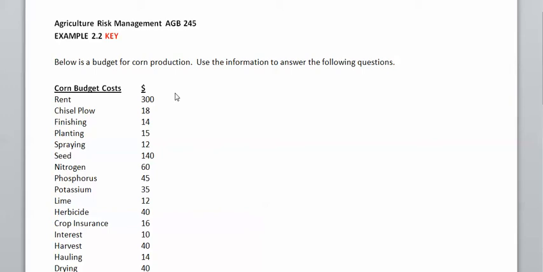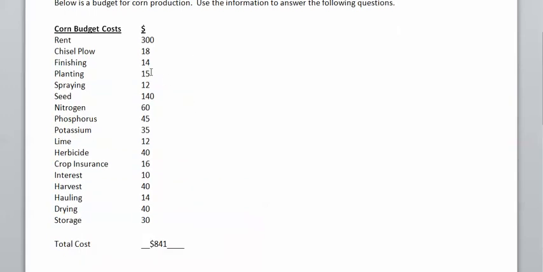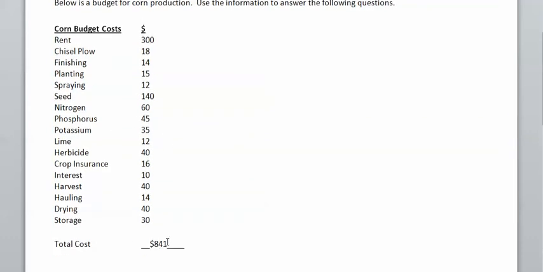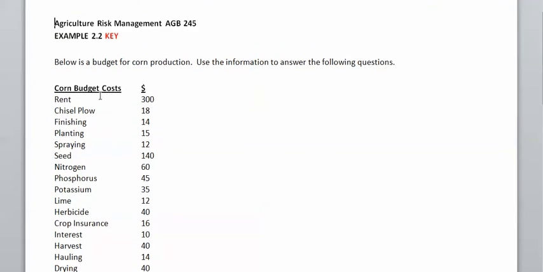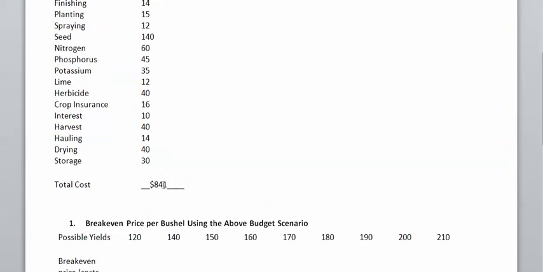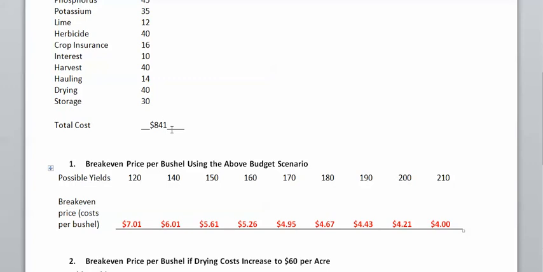So if you go ahead and take a look here, what we have is a simple corn budget. And I've itemized this budget for you so that you can see where all the costs come from. And bottom line is we have a total cost. This is per acre, by the way. This is a budget. We always do crop budgets on a per acre basis. But anyway, so we've completed this budget. We have an $841 per acre cost of production.